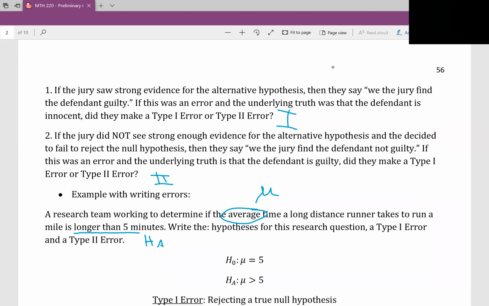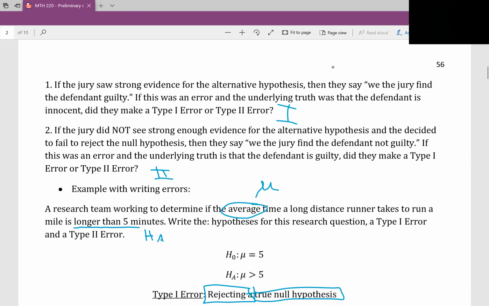So the first part is rejecting, and then the second part is that true null hypothesis. So the first thing you're going to want to think about is, what does it mean to reject H0 and accept HA? It means that we do have evidence for HA. So we do have evidence that a long distance runner's average mile is longer than 5 minutes. But H0 is what is true.